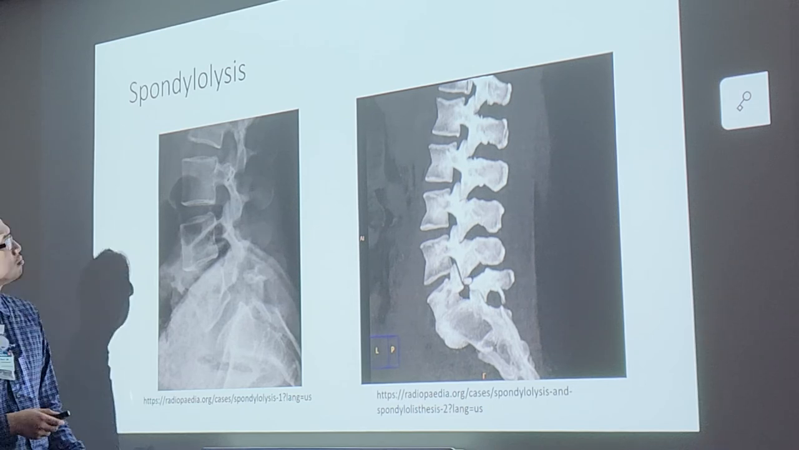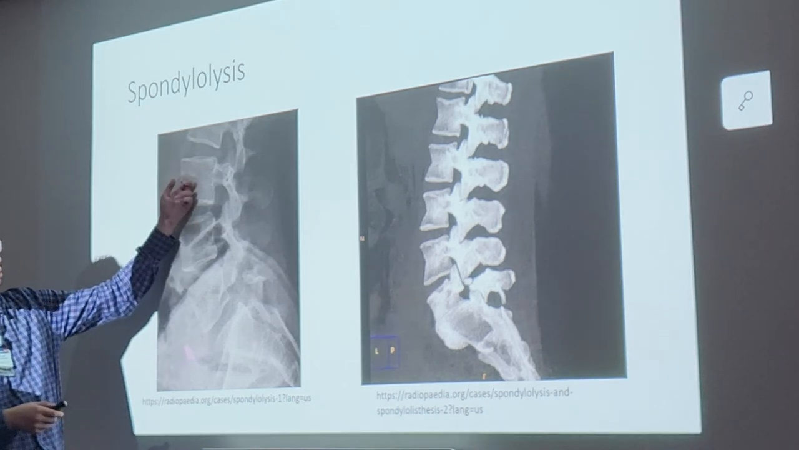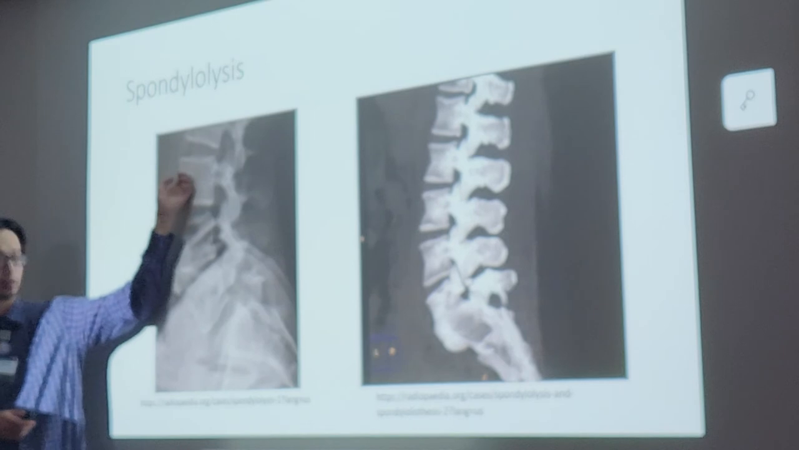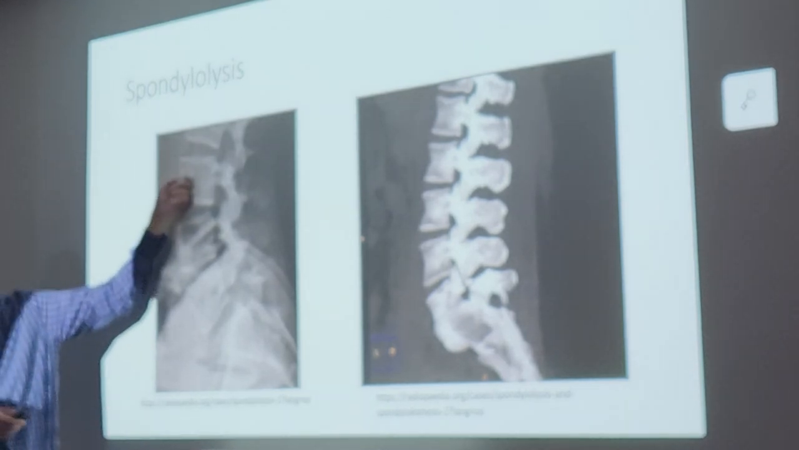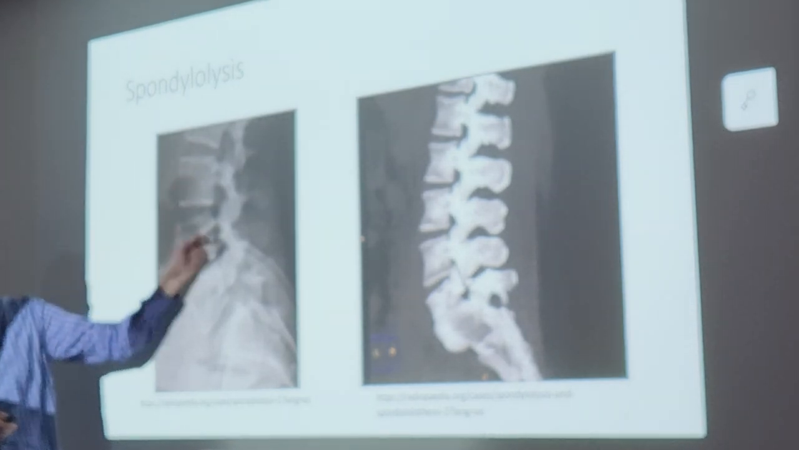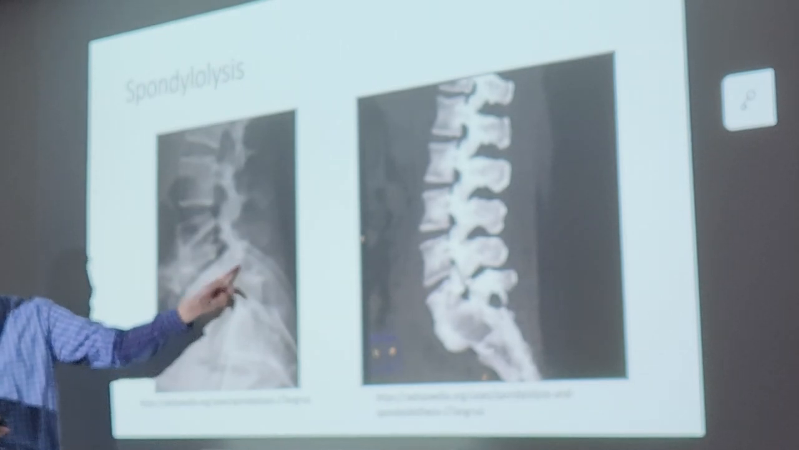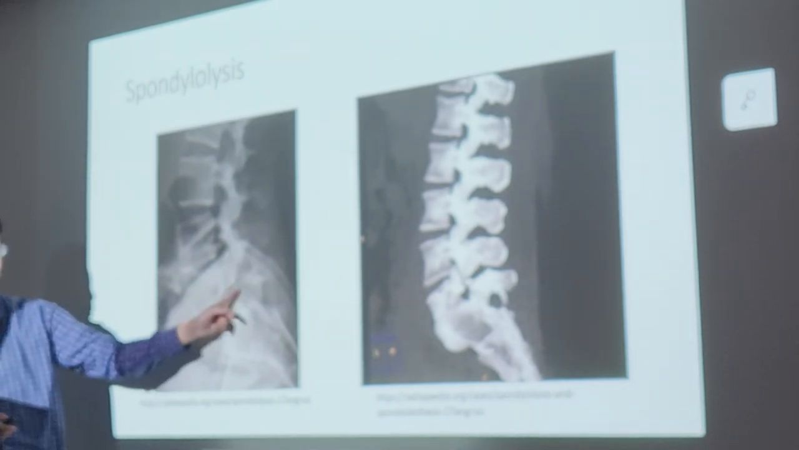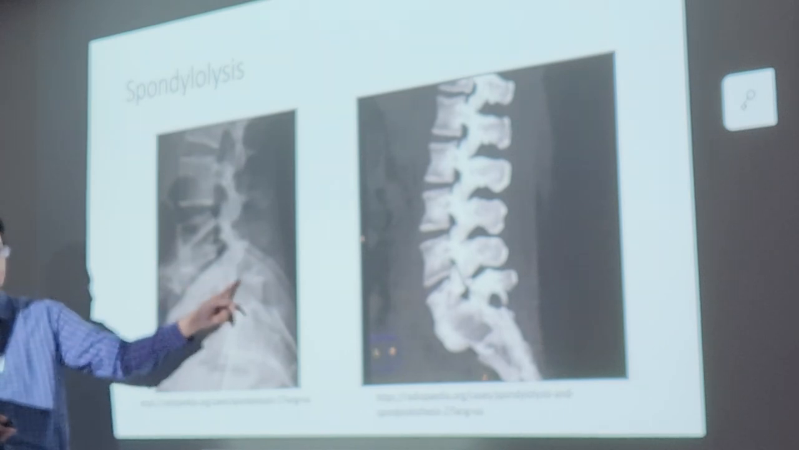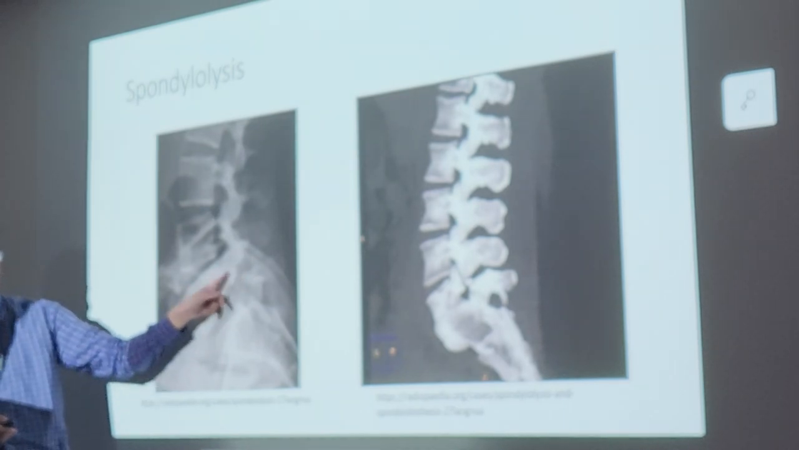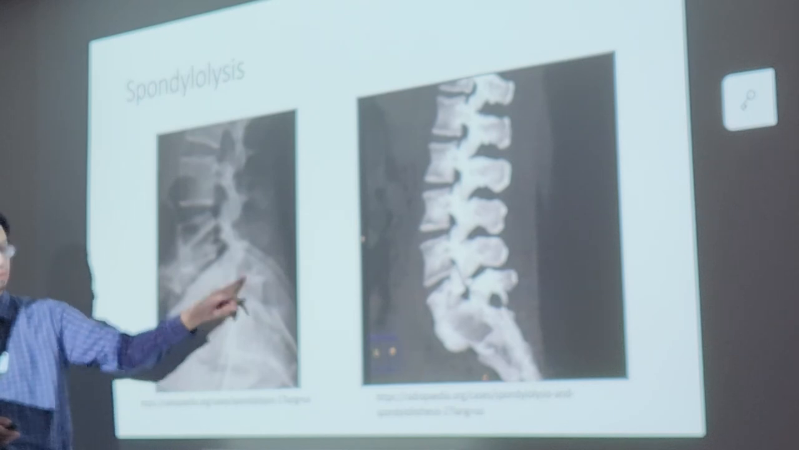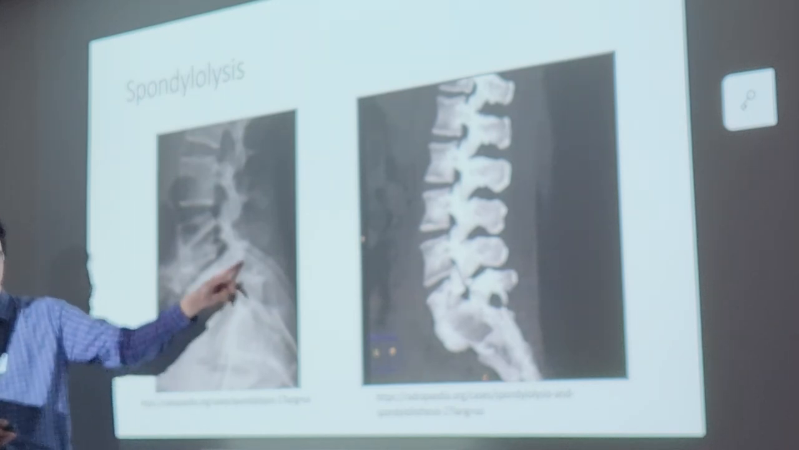This one's a lateral, not an oblique, so you won't be able to see the Scotty dog. But do you see the fracture? Right there is that fracture of the pars interarticularis. See, these two are supposed to be connected. This is our fracture.